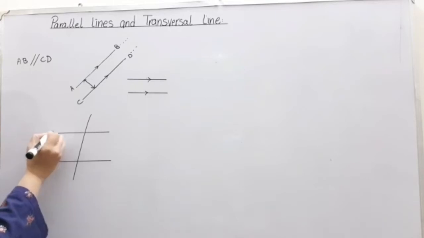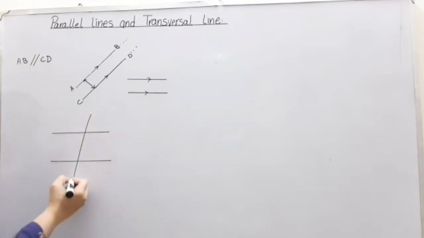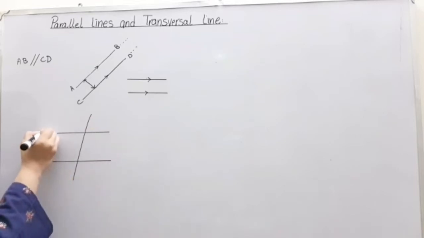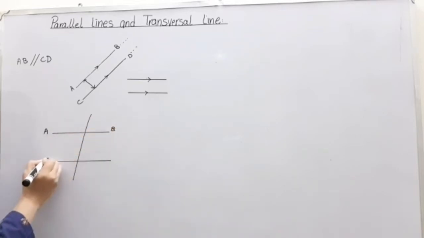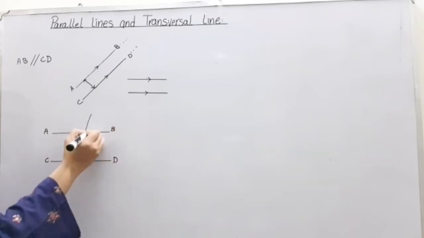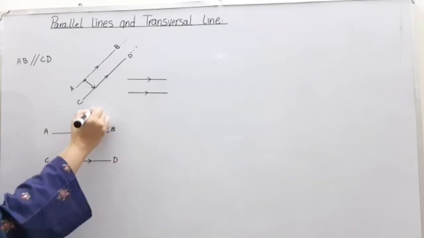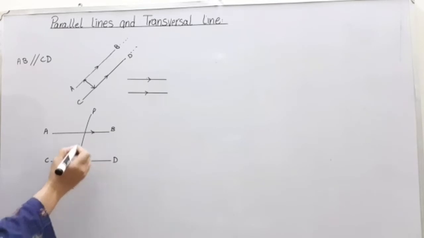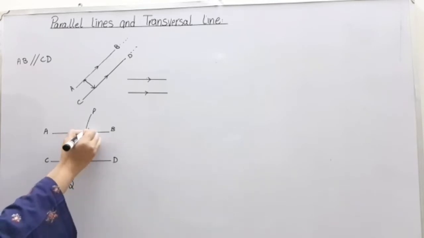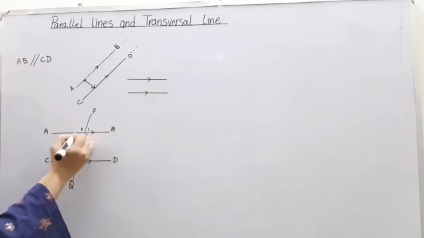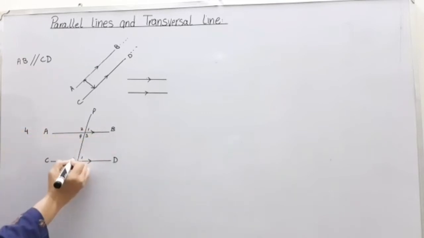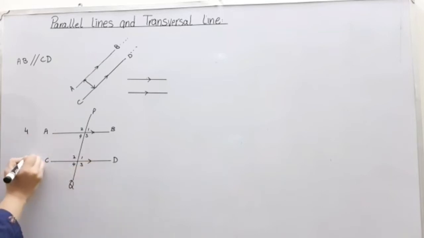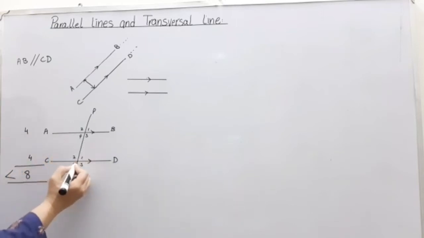Now you see these are two parallel lines and one line cuts them. It is known as a transversal line. AB and CD are two parallel lines, and one line PQ cuts them and makes four types of angles here: 1, 2, 3, 4. Four angles are here, and 1, 2, 3, 4. Four angles are here. Total 8. They make 8 angles between the two parallel lines.